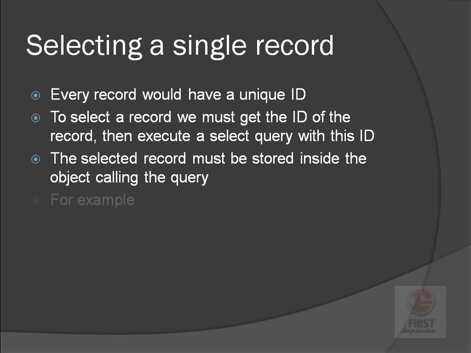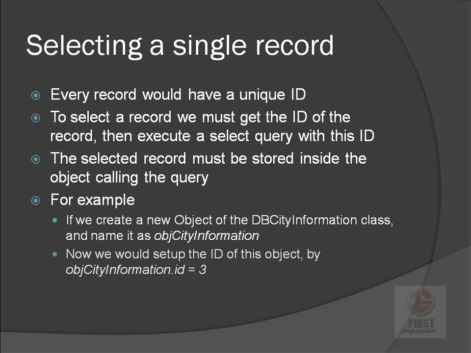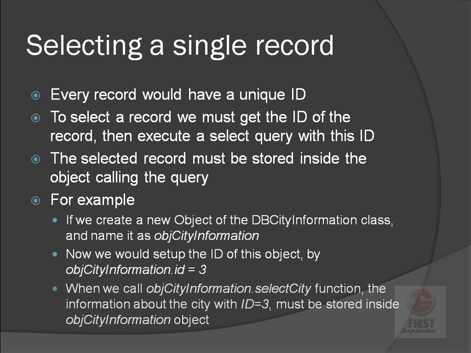Okay, for example, if we create a new object of the DBCityInformation class and name it objCityInformation, we would set up the ID of this object by saying objCityInformation.id equals 3. Then we would call the objCityInformation.selectCity function. The information about the city with ID 3 should be stored inside this object. Okay.